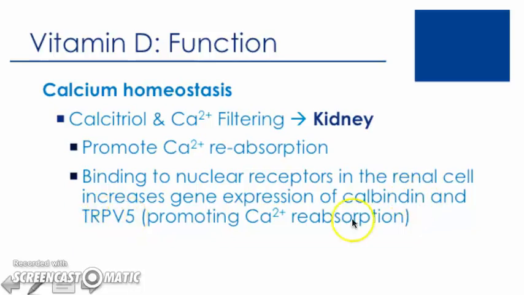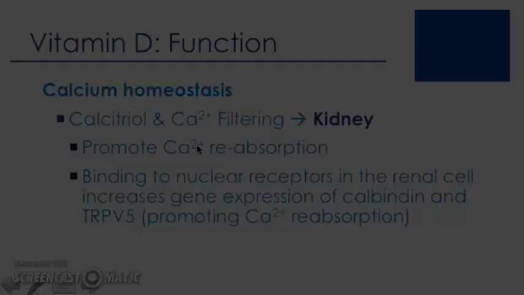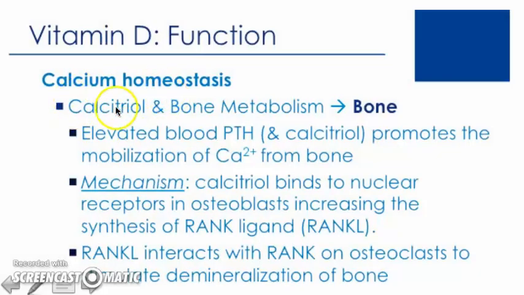So we have similar proteins in the kidney that we saw present in the enterocyte. This TRPV5 channel, you can note, is different than the TRPV6 found in the enterocyte, but it's a similar structure. We have the TRPV5 and calbindin promoting this reabsorption of calcium at the level of the kidney. Also, we will see the effect of calcitriol at the level of the bone.